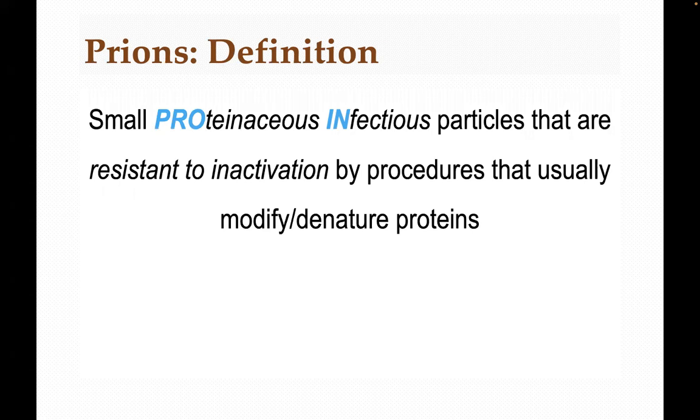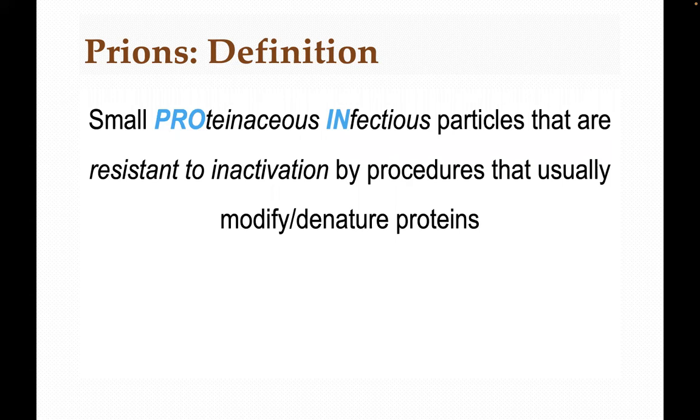So just to give an understanding or a definition of what prions are. Prions are small proteinaceous infectious particles that are resistant to inactivation by procedures that usually modify or denature proteins. As we have seen on the slides before, they are protein in nature. They are encoded by the cellular gene. So there's a gene in the cells that ideally just encodes for the prion protein. And we have also seen that they don't have RNA, neither do they have DNA.